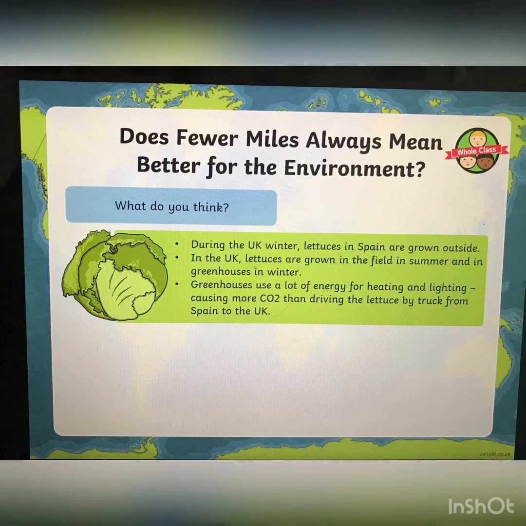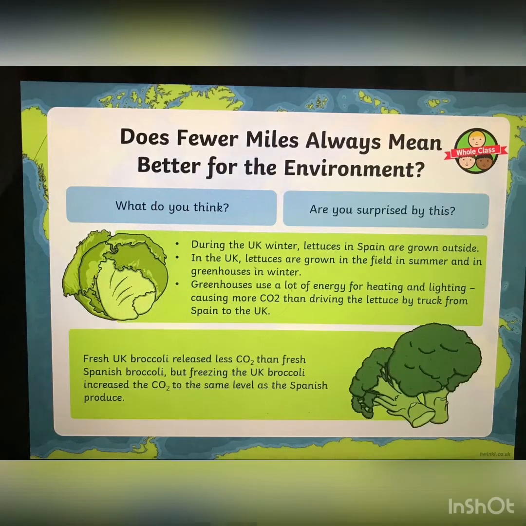So now somebody has to calculate which is better: growing our own lettuce in the wintertime and using CO2, or buying it from another country and flying it over. However, fresh UK broccoli releases less CO2 than fresh Spanish broccoli, but freezing the UK broccoli increases CO2 to the same levels as the Spanish produce. So, does that surprise you at all, that the reverse can have the inverse effect on our product?